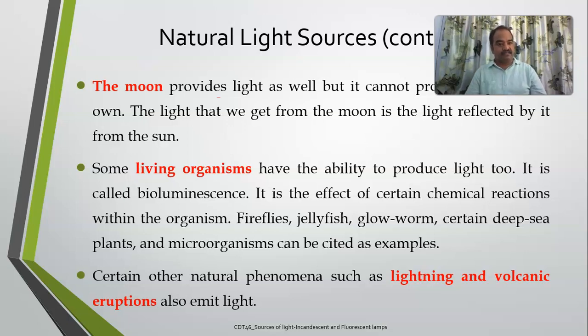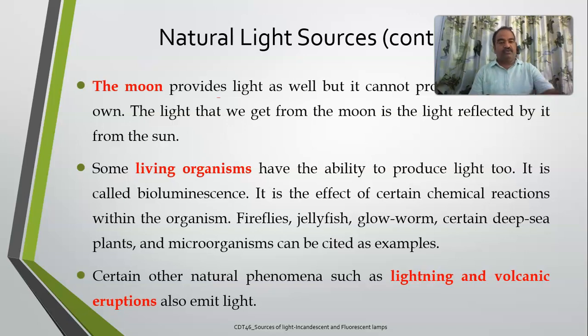And apart from that, there are certain actions which happen on the earth which provide light. You take volcanic eruptions. During volcanic eruptions, a large amount of heat and light is developed. And also, one more thing which emits light is lightning, particularly on a rainy day when you see thunder and lightning. So lightning is also a source of light. So all this which I have discussed so far, the sun, the stars, the moon, living organisms, lightning, volcanic eruptions, all these are natural light sources.